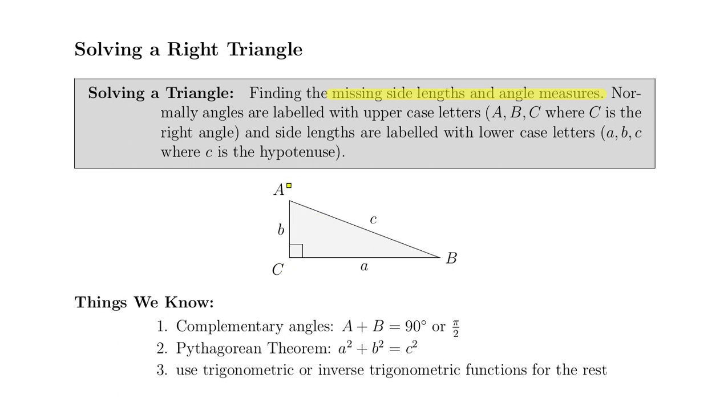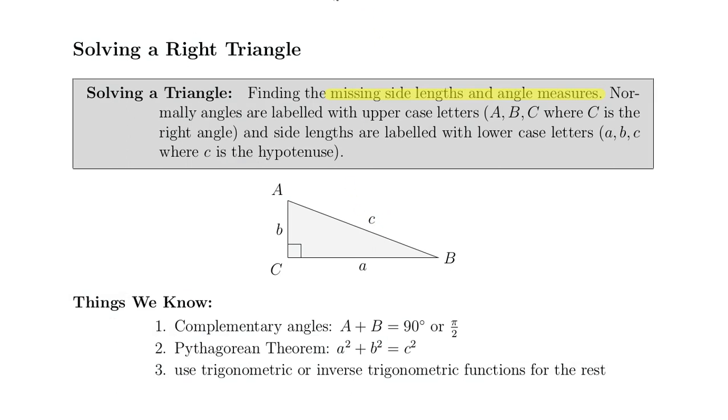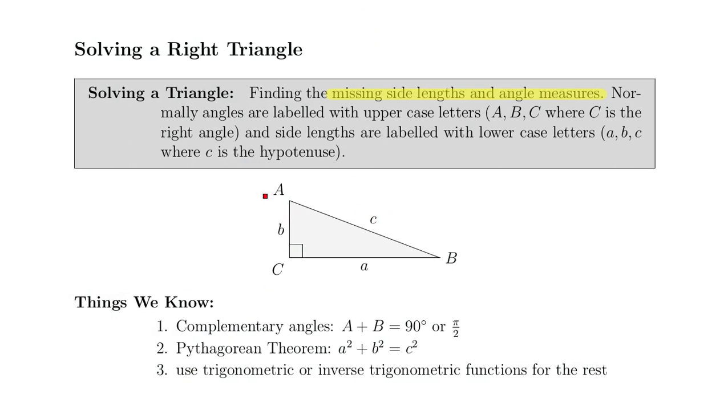And then the side lengths are going to be labeled with lowercase letters, a, b, and c, where c is the hypotenuse. Also, you might notice that angle A is opposite the side length, lowercase a. Angle B is opposite the side length, lowercase b, and angle C is opposite the side length, lowercase c. The right angle is opposite the hypotenuse. So that's our normal layout. That's kind of how we'll write these triangles. That's just standard notation so that everything is pretty clear when you're into it.